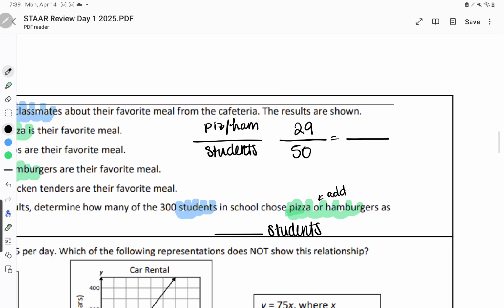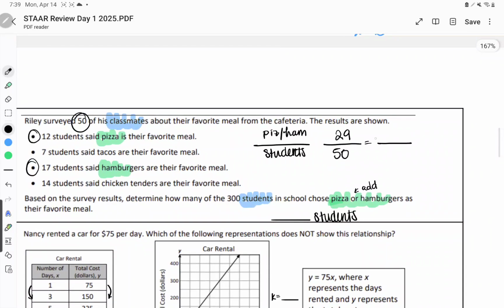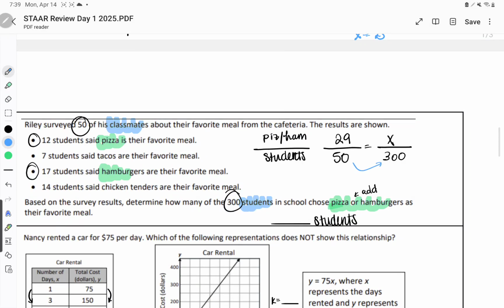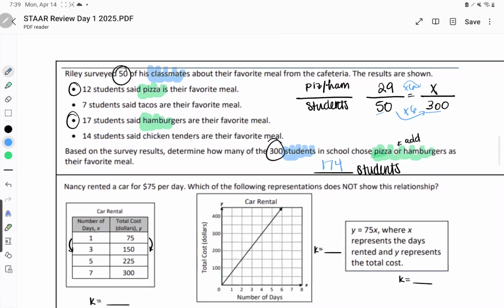And then, do I know how many students like pizza or hamburgers in the second half? No, because it's asking me. Do I know how many students? Yes, it says 300. I'm going to scale for this one. I go from 50 to 300 by multiplying by 6 because 5 to 30 is times 6. If you need to cross multiply, that's fine. I have 29 times 6, which gives me 174 students.